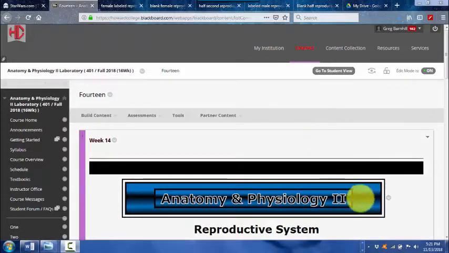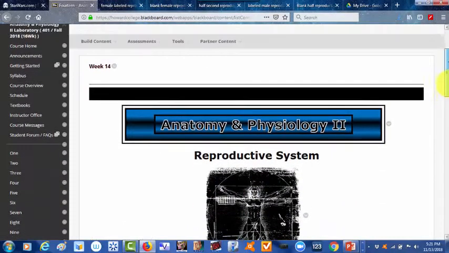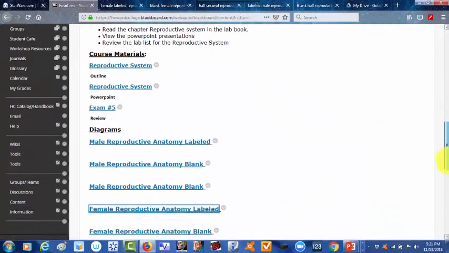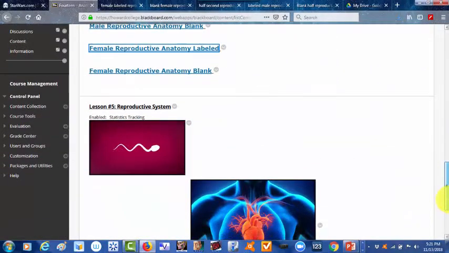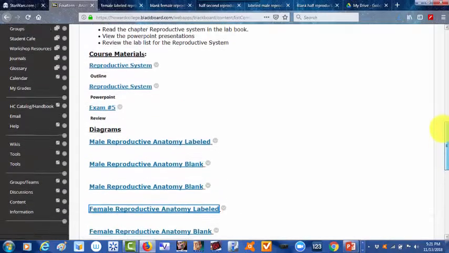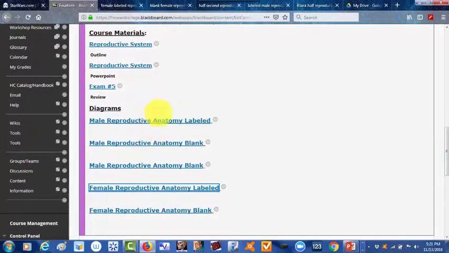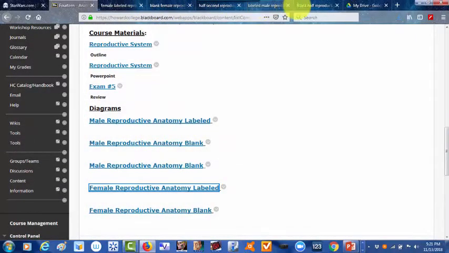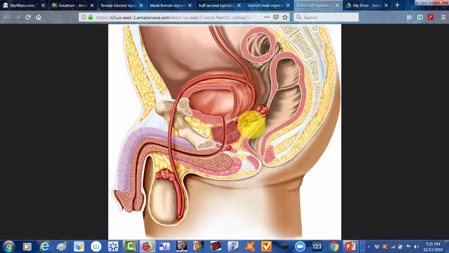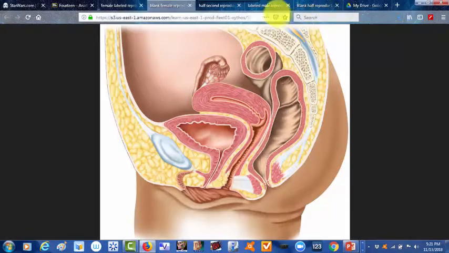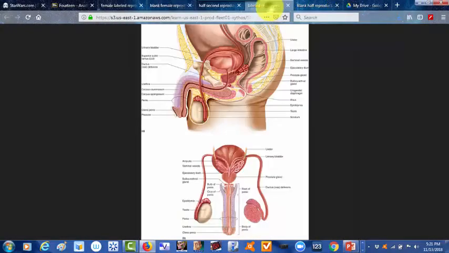Anyway, I'm going to do a screencast, and here's our class page. This is tab 14, so this video will be right above this reproductive system lesson. So anyway, there are diagrams as always. Here is a blank male reproductive system, blank female. There are a couple on there that are labeled.